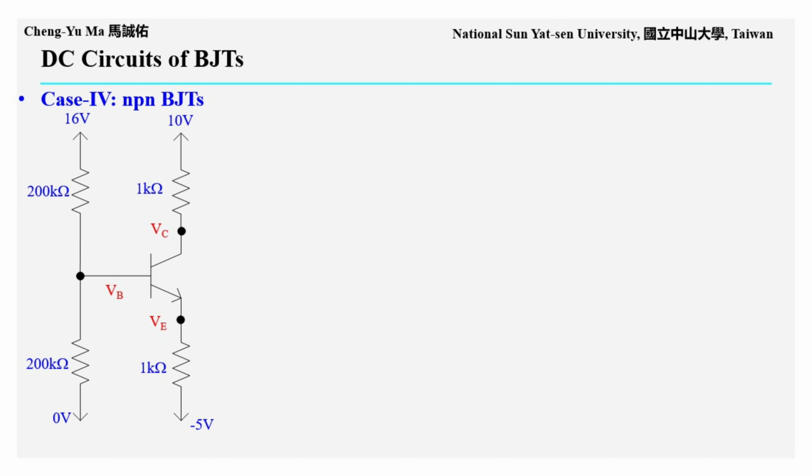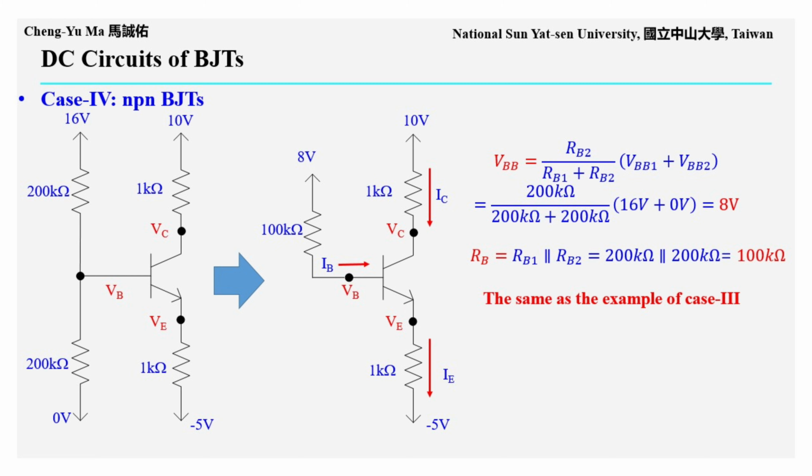Now let us look at an example of a case 4 BJT circuit. The bias voltages and resistor values are labeled in the circuit. The first step is to convert the base bias network into its Thevenin equivalent circuit. From the voltage divider, the Thevenin voltage VBB equals 200 kiloohms divided by 200 kiloohms plus 200 kiloohms, multiplied by 16 volts plus 0 volts. Therefore, VBB equals 8 volts. The Thevenin resistance RB is 200 kiloohms in parallel with 200 kiloohms, so it equals 100 kiloohms. After this conversion, the circuit becomes the same case 3 circuit that we practiced earlier. We can then use the previous method to calculate the three terminal voltages and currents of the BJT.